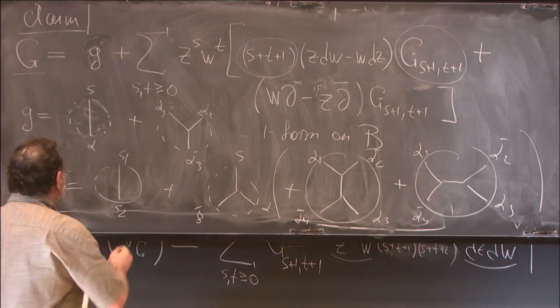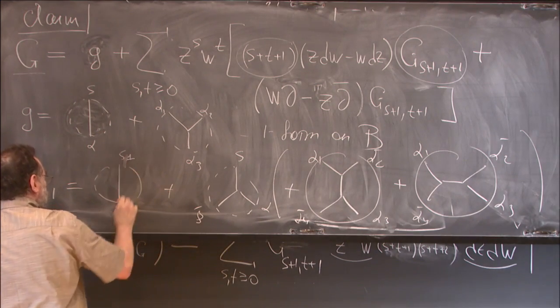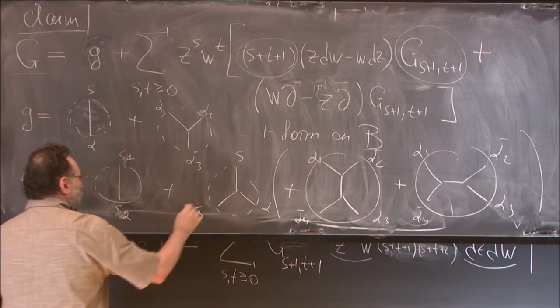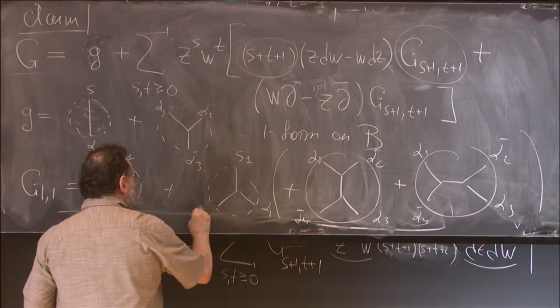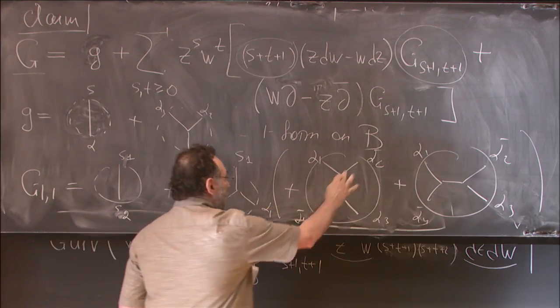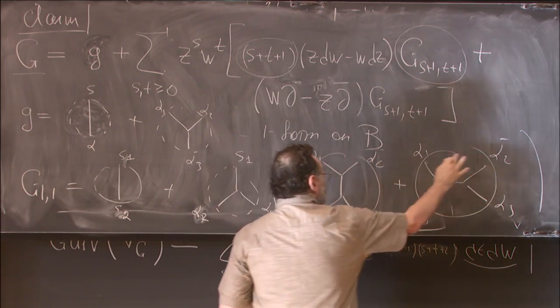I'm saying that I put here, okay, I'll try to run this quickly. So I put here 2 S's. Here I put 1 S and 2 alphas, I call them maybe alpha 1 and alpha 2. And here I put many alphas, 4 alphas.